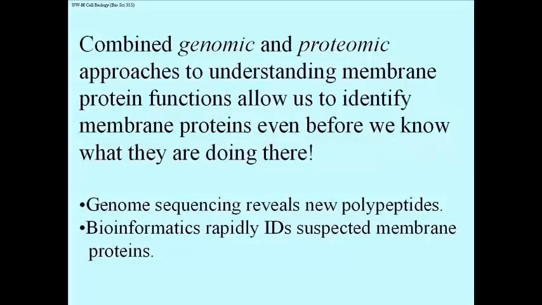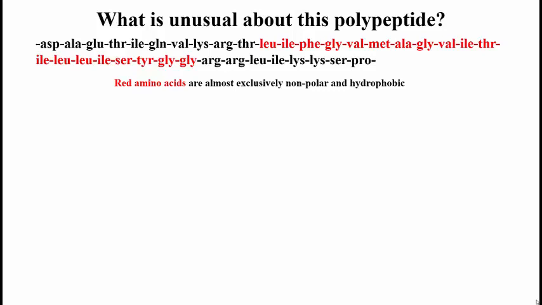But we can take a sequence of unknown function and ask about some of its physical chemical properties, and in so doing, take a proteomic approach, that is a bioinformatics approach that asks what could this protein be doing. We could rapidly identify suspected membrane proteins. Let's take a look at how this might be done.